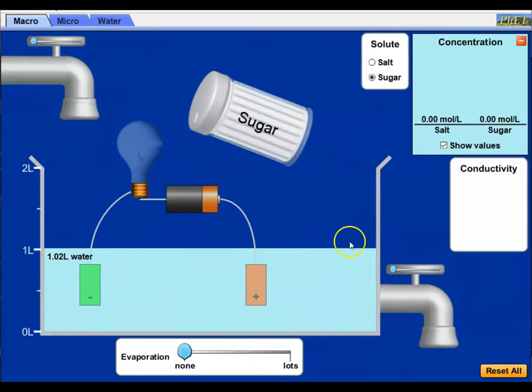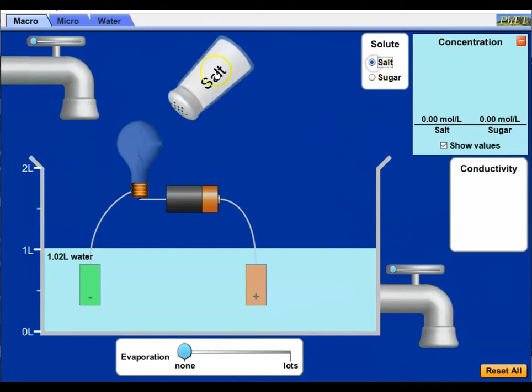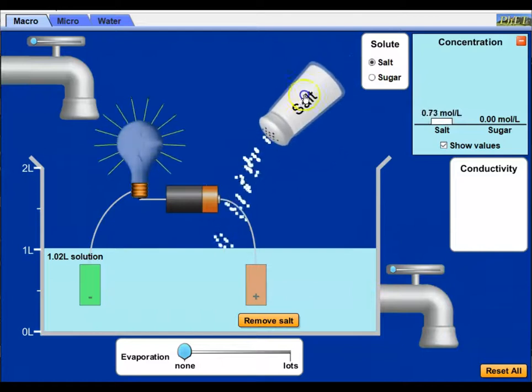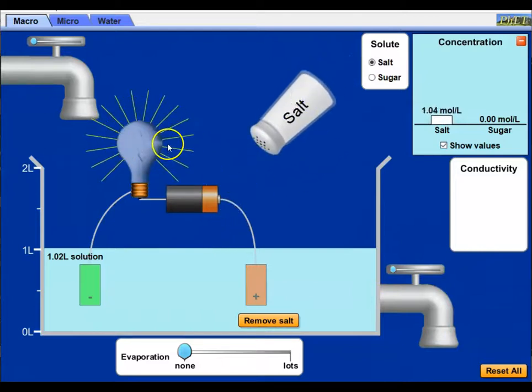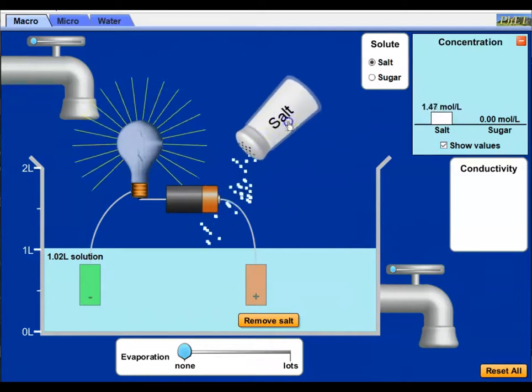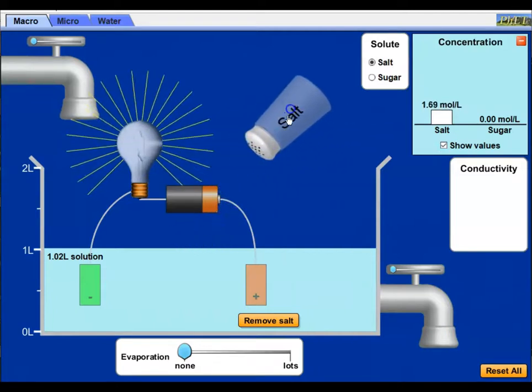Now I'm going to remove the sugar and switch to salt. I'm going to shake in salt, and notice what's happening over here. My light bulb, poor substitute for the real world, but my light bulb is lighting up. So that's showing you that the salt causes the light bulb to light up, which means it's an electrolyte, and the sugar doesn't.